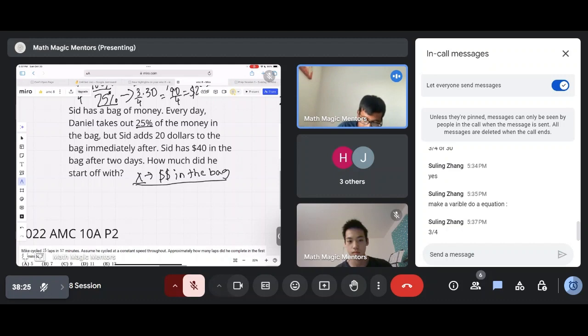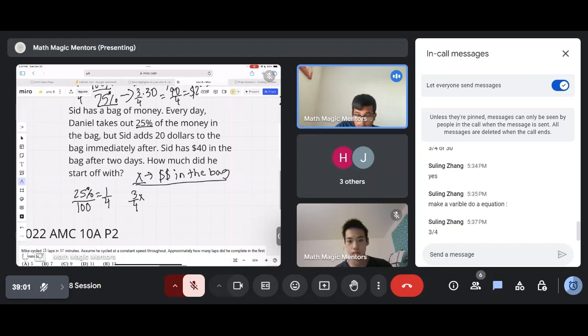I have, yeah, exactly. So if he took 25% of the money, 25% is out of a percent, so it's a ratio of 100 out of 100, right? So 25% is a fourth basically in terms of fractions and ratios. So basically, when the problem says that Daniel takes out 25% of the money, he took off one fourth of the money in the bag. And so how much is left? Three-fourths of the money is left in the bag. So three-fourths of X is in the bag right now.